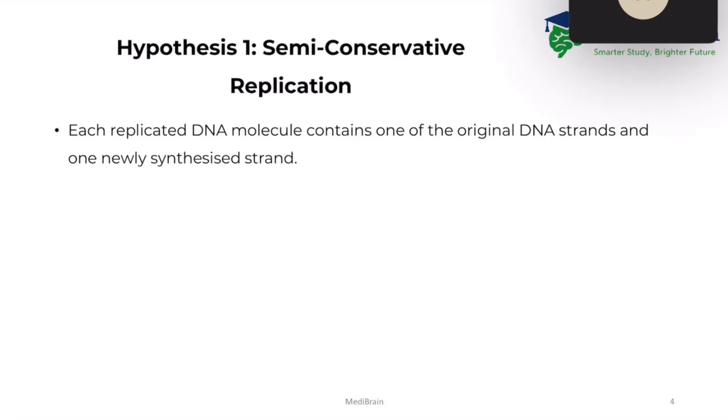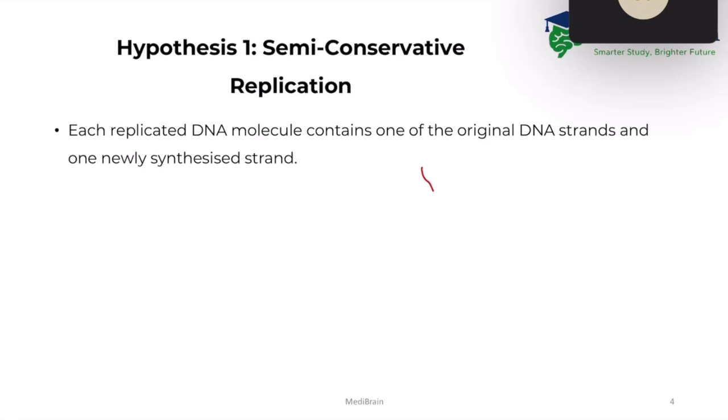Okay, so there were two hypotheses, and we've looked at both of the hypotheses. One was semi-conservative replication. So when DNA was replicating, it would replicate semi-conservatively. And what they meant by that was that each replicated DNA molecule contains one of the original DNA strands and one newly synthesized strand. So basically the semi-conservative replication of DNA that we know today.